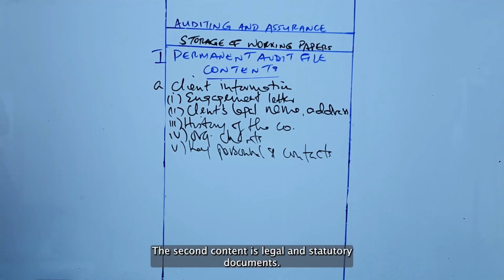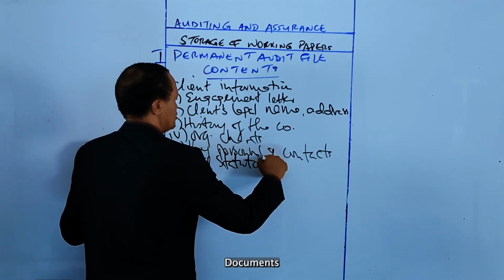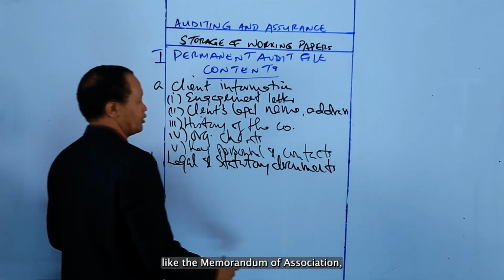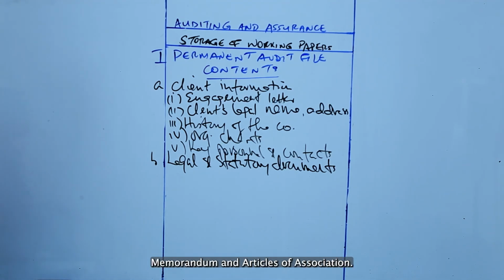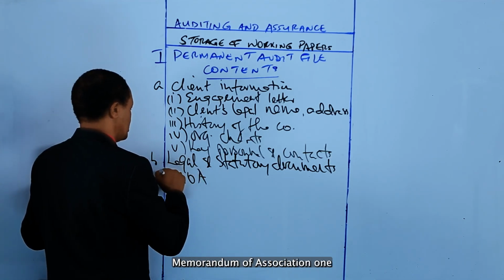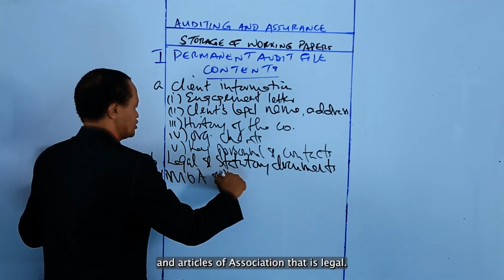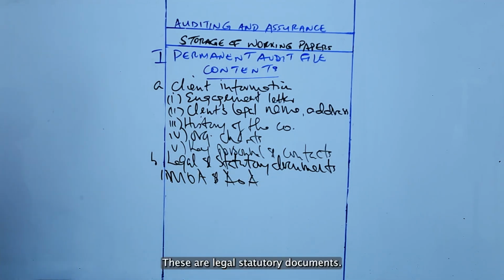The second content is legal and statutory documents. Documents like the Memorandum of Association, the Articles of Association, and so on. These are legal statutory documents: Memorandum of Association and Articles of Association.